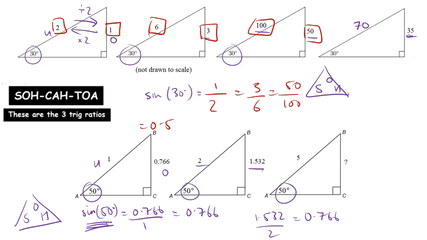So this is the value of sine 50. It's the ratio between the length of the sides, and because it's sine, it's the relationship between the length of the opposite and the length of the hypotenuse. So if we want to work out the length of the side in our last triangle here, if we do 5 times 0.766, that gives us a side length of 3.83. We've used the trig ratio for sine 50 to help us with this.